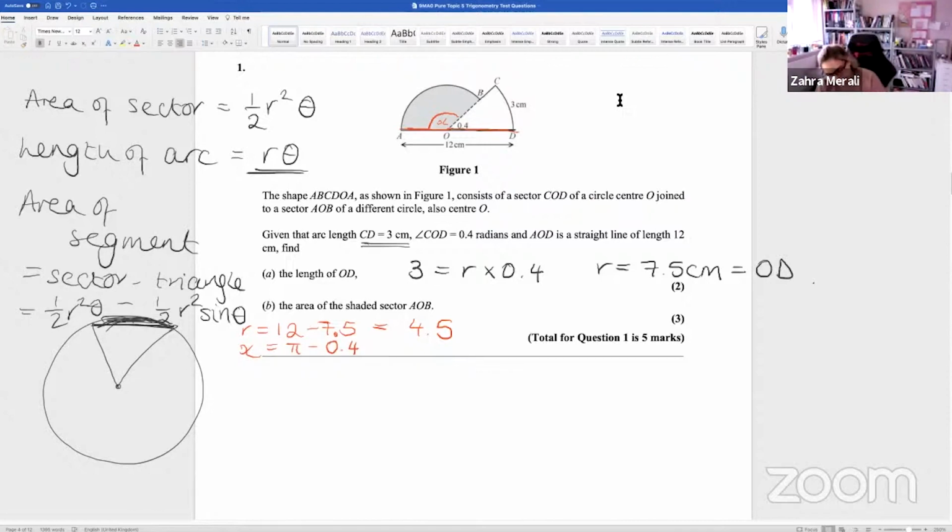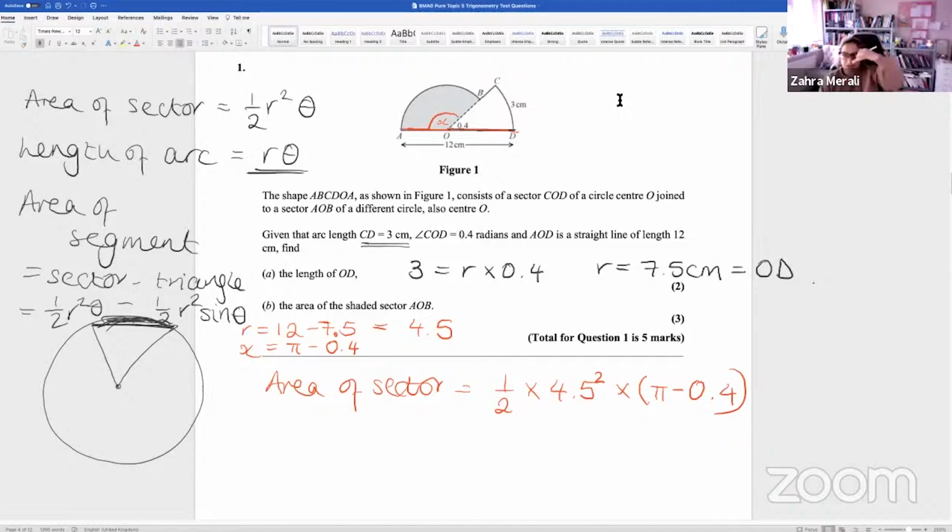Okay, so the area of a sector, using that first formula, is a half times r squared times theta, which is pi minus 0.4. Now, if you leave it all and put it all together in your calculator, you're less likely to make errors where you copy it down. And when I type that into my calculator, I get 27.8, and it's an area, and it's told us it's centimeters, so centimeters squared. Okay.